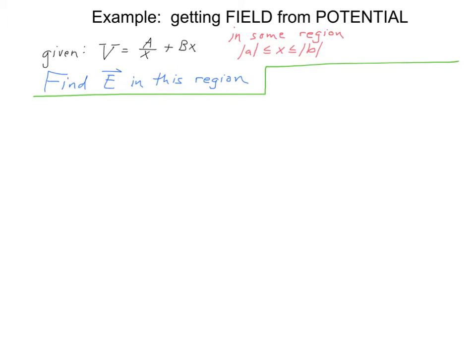And let's say that this is defined or known in some region of space where I've defined it like this, so we don't have problems with x equals 0 location. So our task is to find the electric field in this region.